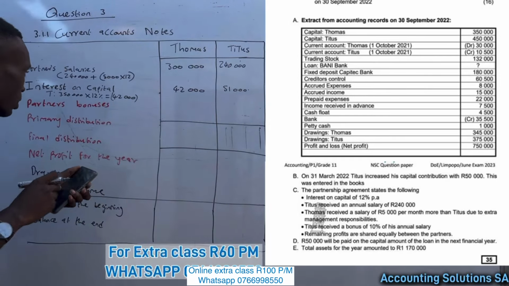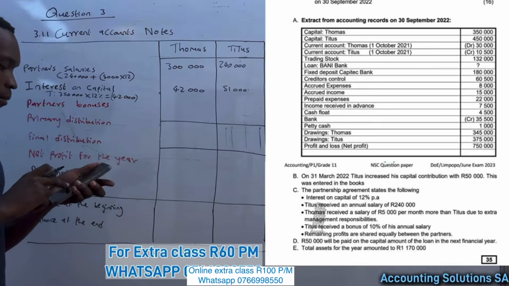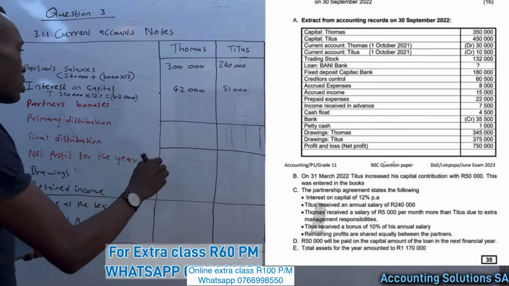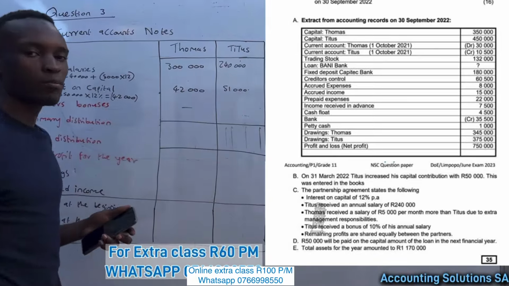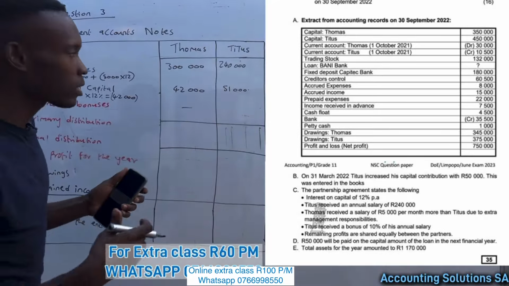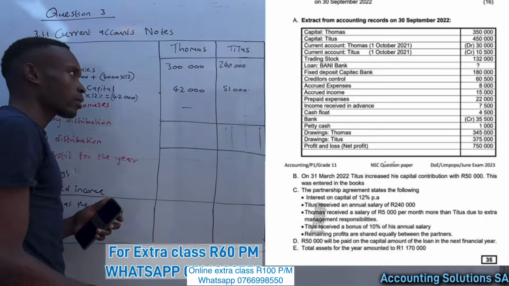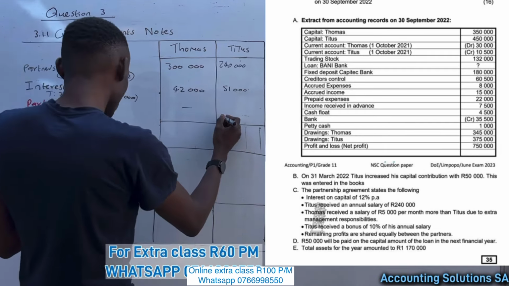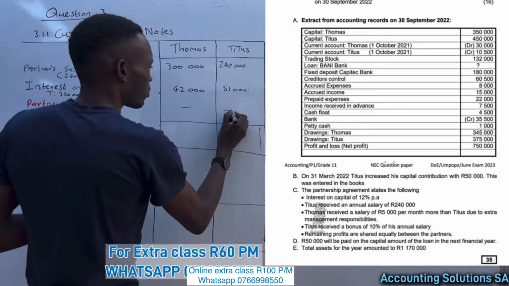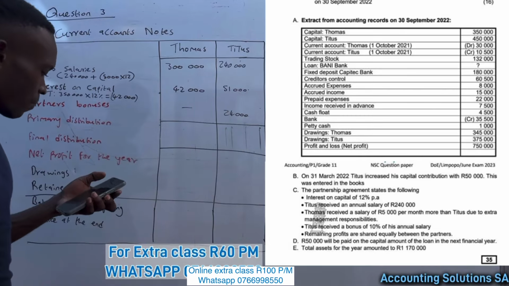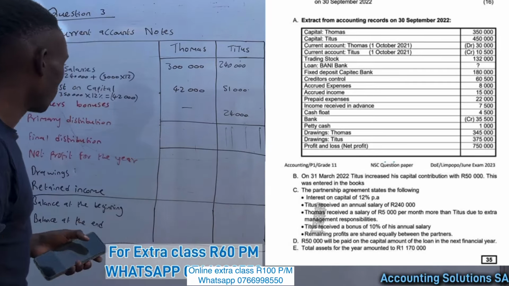Okay, then the next part, we have to check a partner's bonus. Titus received a bonus of 10% of his annual salary. Thomas does not receive any discount and any bonus. So this one is going to get what? A bonus of 10% of his annual salary. If you multiply this one by 10%, you're gonna get 24,000. That's how you calculate a bonus.